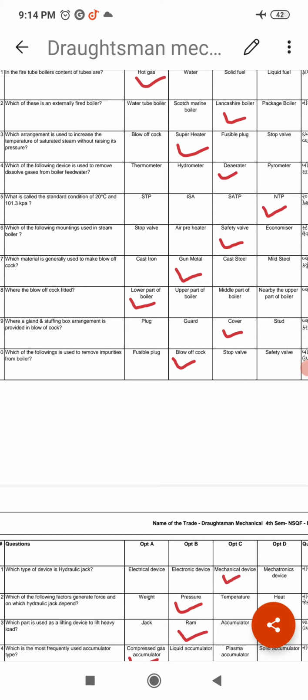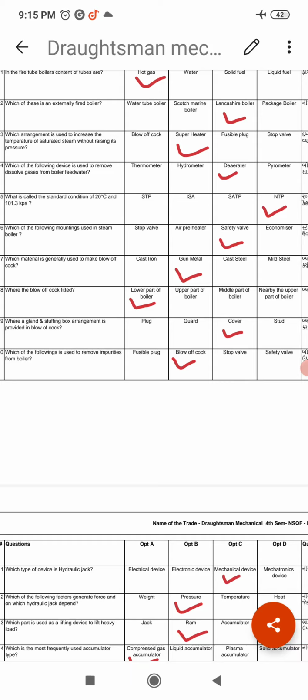What is called the standard condition of 20 degrees Celsius and 101.3 kPa? Its answer is NTP. Next question, which one of the following is a mounting used in a steam boiler? Its option is C, safety valve.